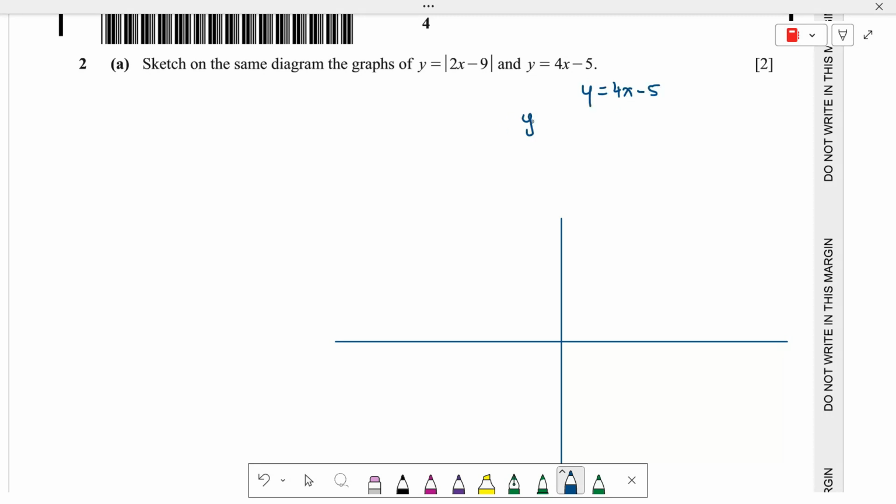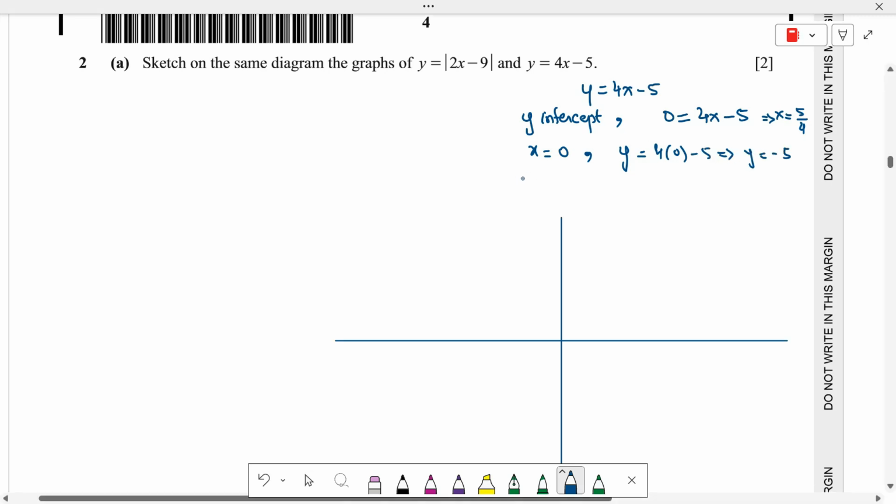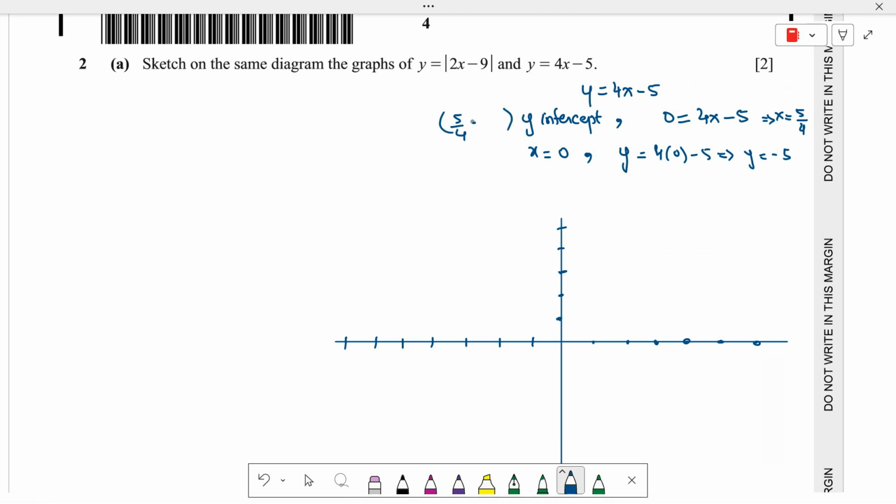First we find the intercepts of y equals 4x minus 5. So 0 is equal to 4x minus 5 and x equals 5 over 4. Now second, we plug in x equal to 0. So y is equal to 4 times 0 minus 5 and y is equal to negative 5. So we have 2 points: 5 over 4 comma 0 and 0 comma negative 5.